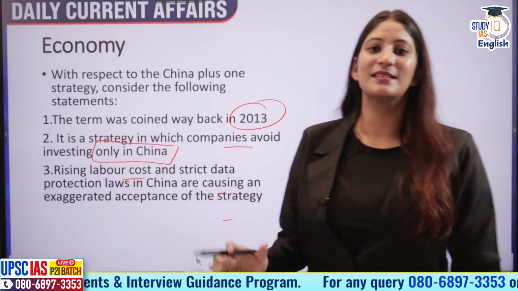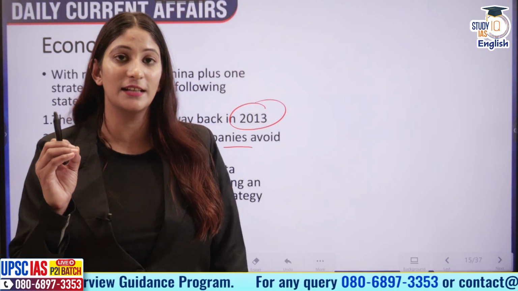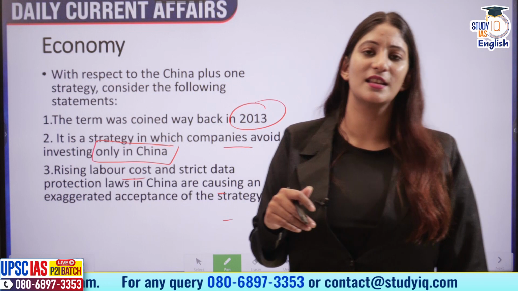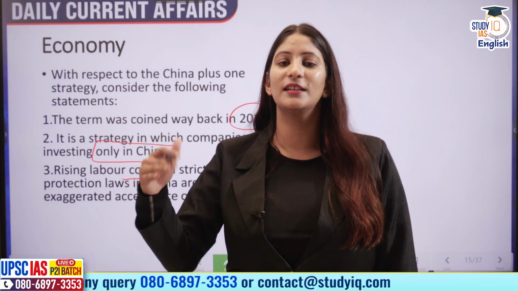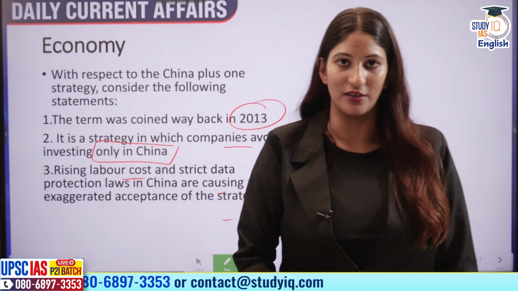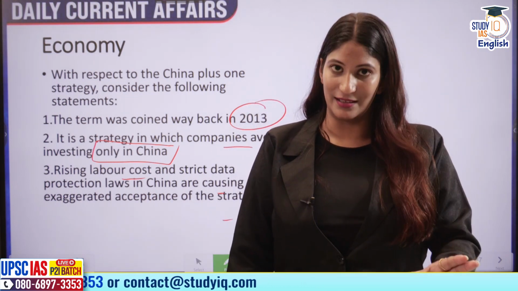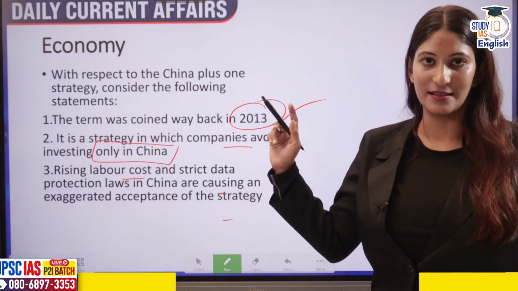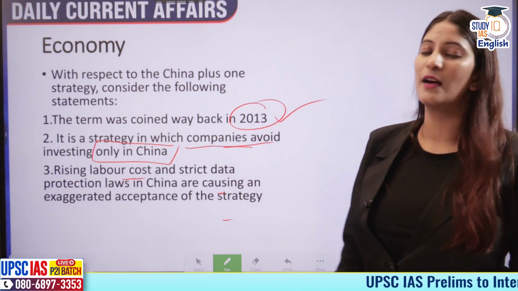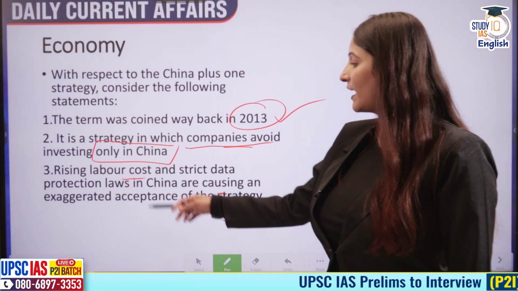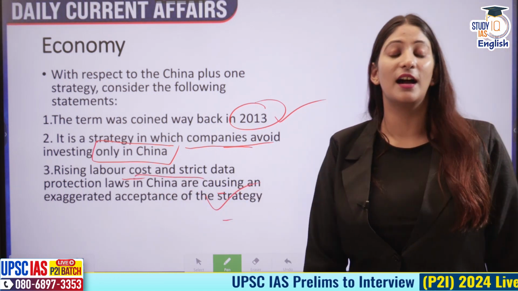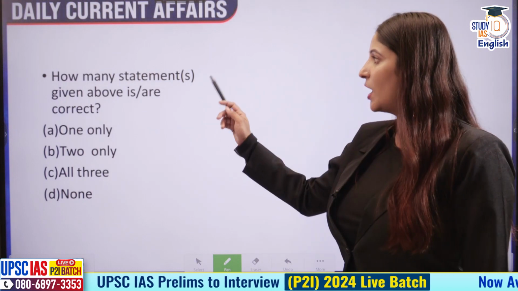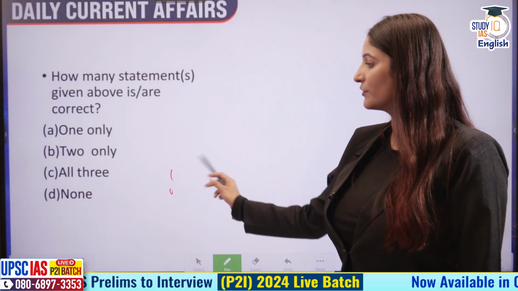We saw that there were protests as well against the wage paid by the company Apple. So now it is highly accepted by many Western countries that we should look for other markets as well, other countries where we can invest. So this is the China Plus One strategy. We are going to invest in China, but other markets also have to be explored. So yes, this term was coined way back in 2013, that is correct. It is a strategy in which companies avoid investing only in China. This is also correct. Rising labor cost and strict data protection laws are a cause that now companies are looking for other supply chains, supply markets as well. So how many statements given above are correct? All three will be correct.